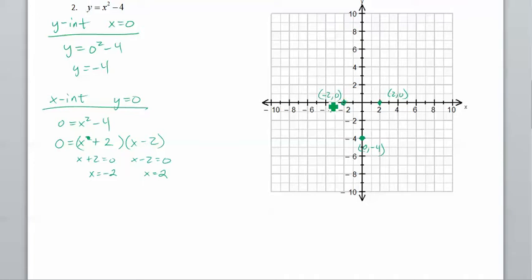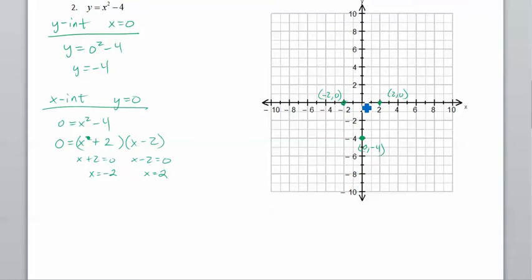From this point, we should get a good idea of what's going on. It's going down here. There's my y-intercept, and then up. Now we talked about before the axis of symmetry. The axis of symmetry should go right in between those x-intercepts.